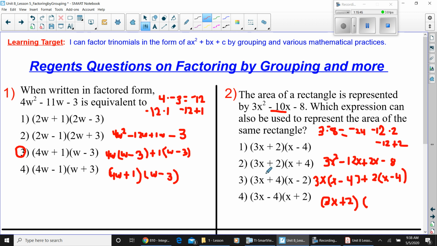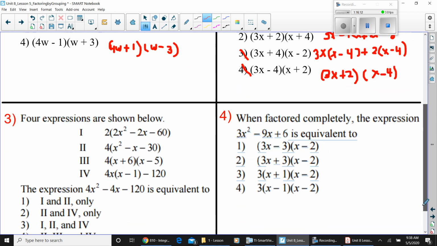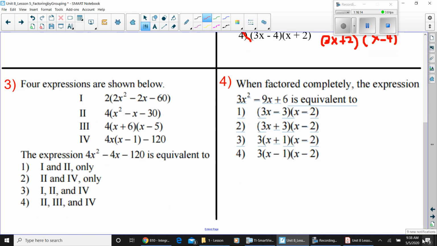And also 3x plus 2, 3x plus 2, this is out, this is out. x minus 4. Uh-oh, did I mess up? No, I'm just going crazy. x minus 4. I crossed them out, and since I'm going delirious, I was looking at the ones that I crossed out. So number 1 is your answer. Pretty easy, not that bad.